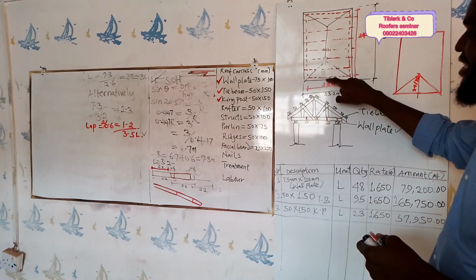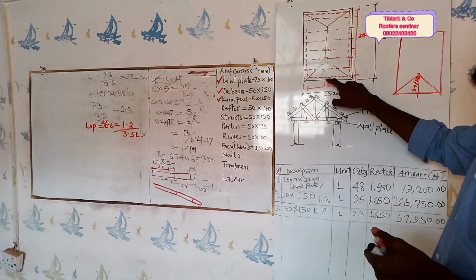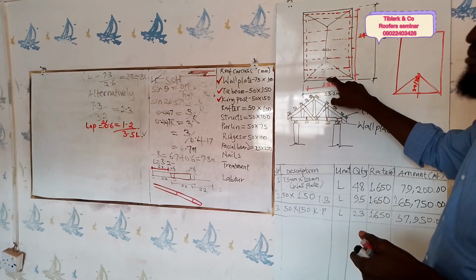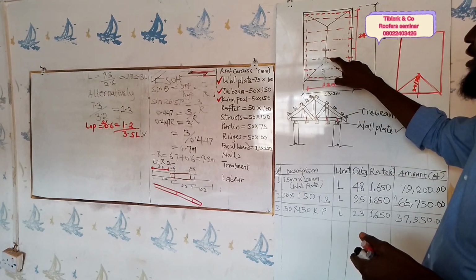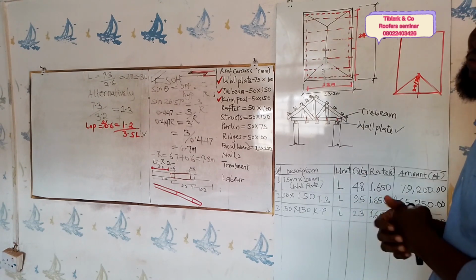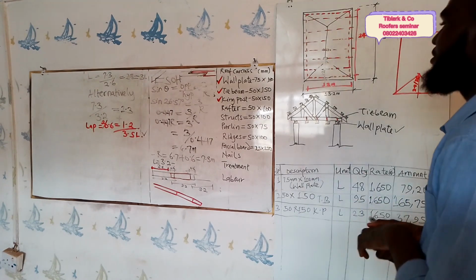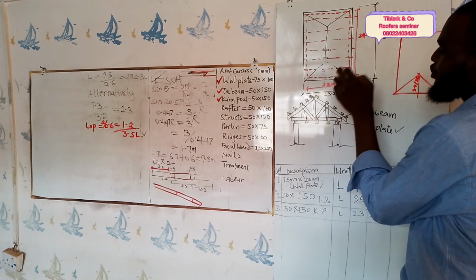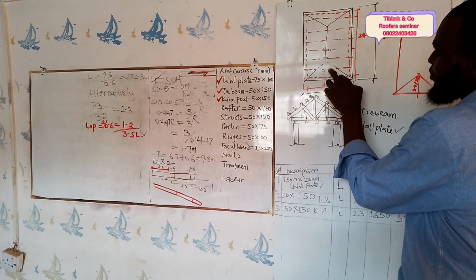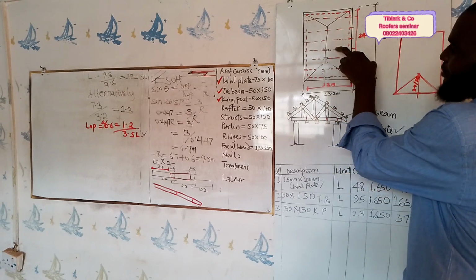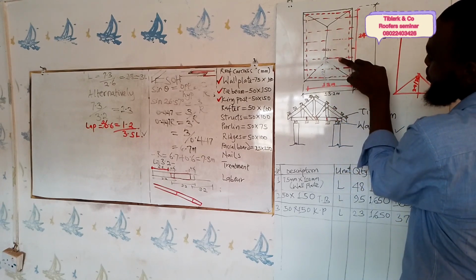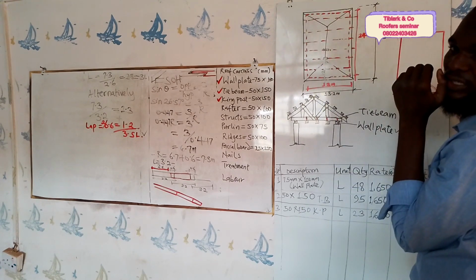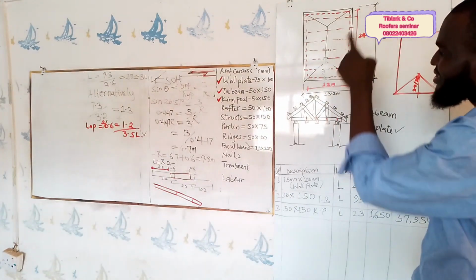The king post will not start from the first tie beam. It will actually start from either the third or fourth, depending on your design. So which means if we started from this, we are considering 3.6. If we started from here, it means 1, 2, 3 will not be there. At the back as well, 1, 2, 3 will not be there. So that means the figure we got, minus 6.